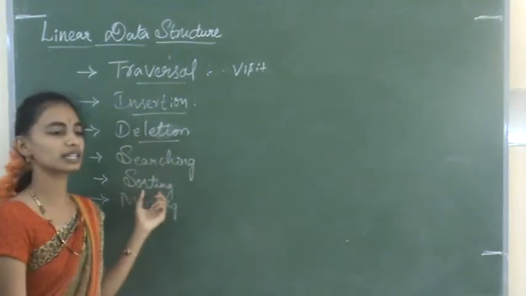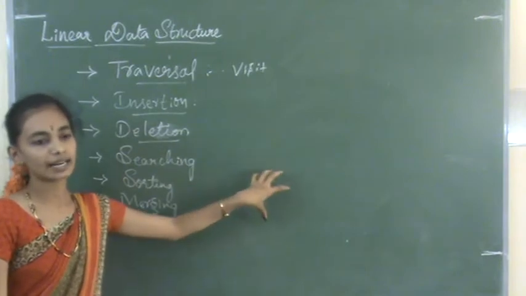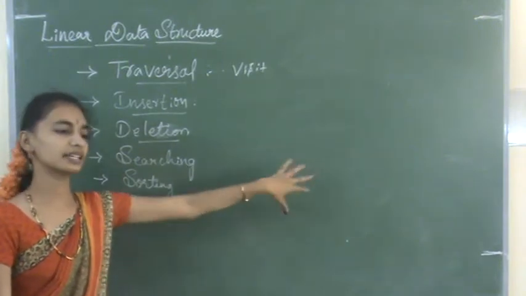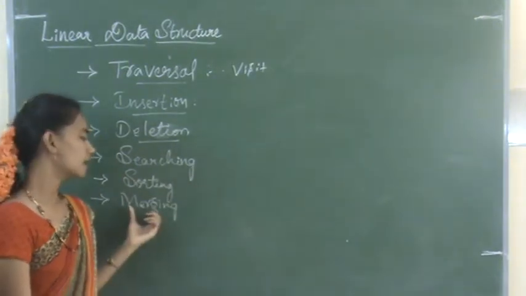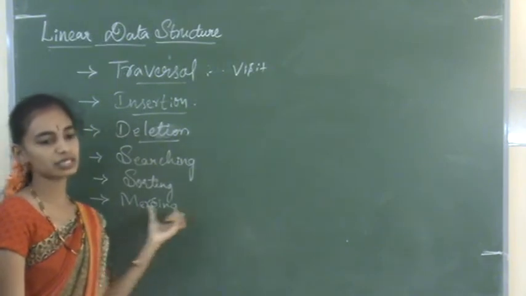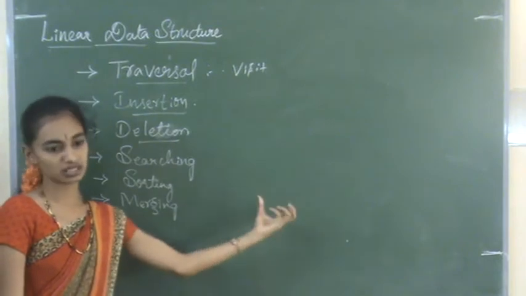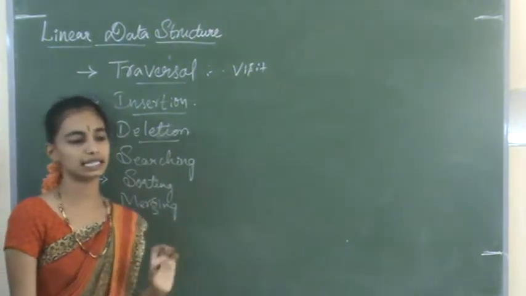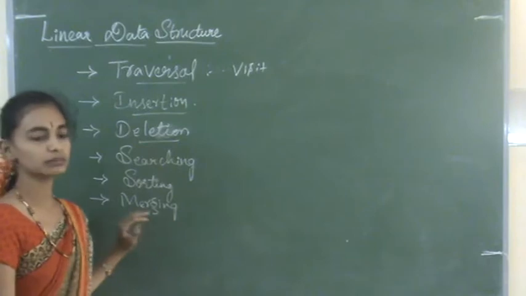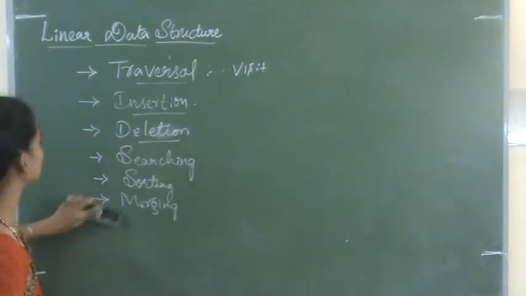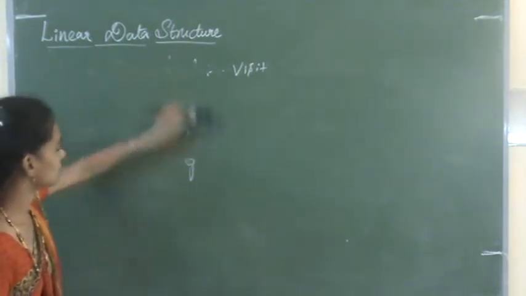Next one is sorting, the process of arranging the elements in ascending order or descending order. The last one is merging. Merging means combining two or more structures to form a single data structure. So these are the operations on linear data structure.